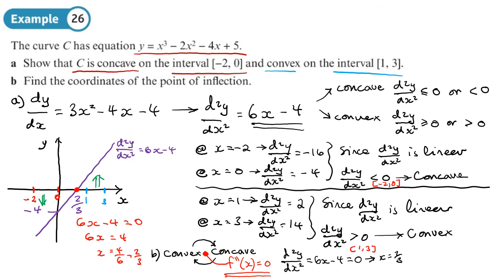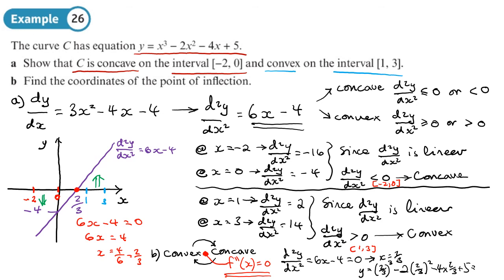To find the y coordinate, I put 2/3 into the original equation, so it's going to be 2/3 cubed minus 2 times 2/3 squared minus 4 times 2/3 plus 5. Let's put that in on the calculator and see what we get. To speed things up, I'm going to type in 2/3, press equal, so that's stored. So all I need to do is answer cubed minus 2 times answer squared minus 4 times answer plus 5. It's quicker than typing in 2/3 lots of times.